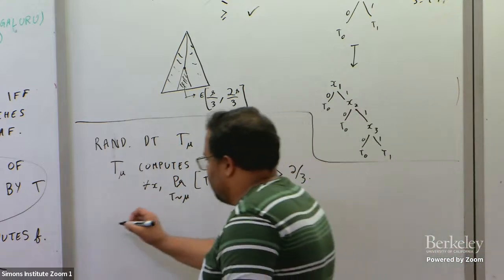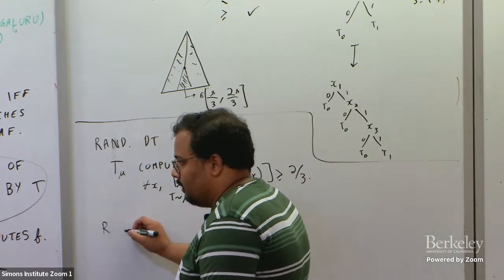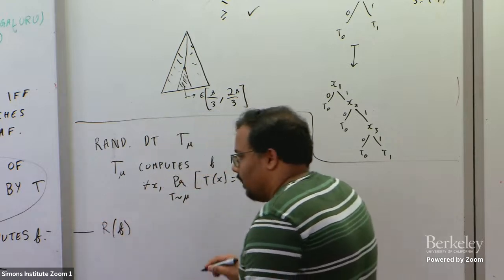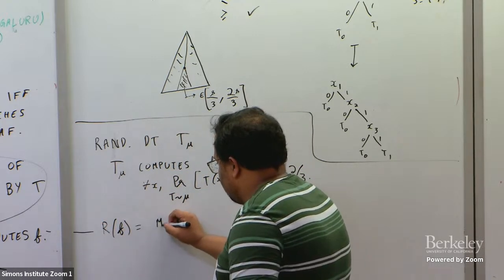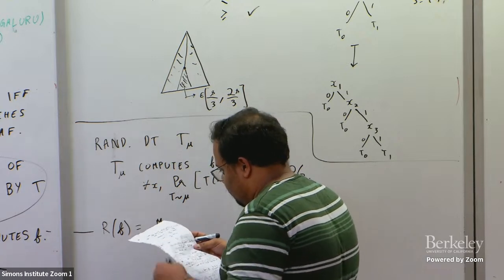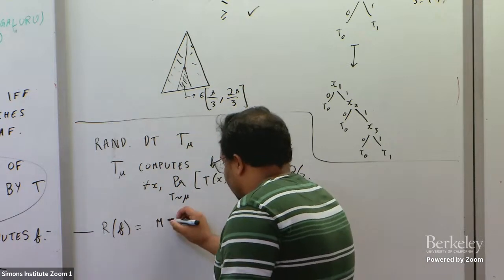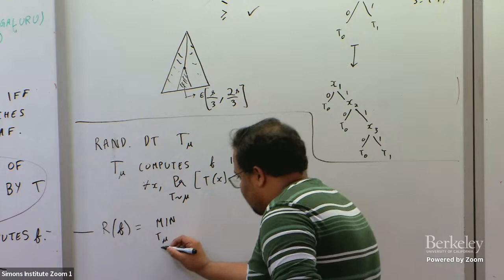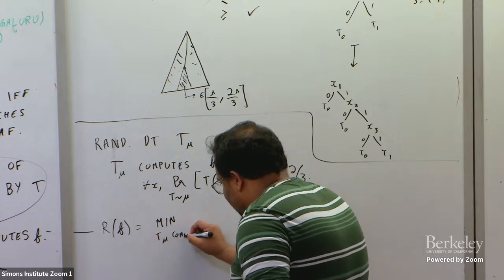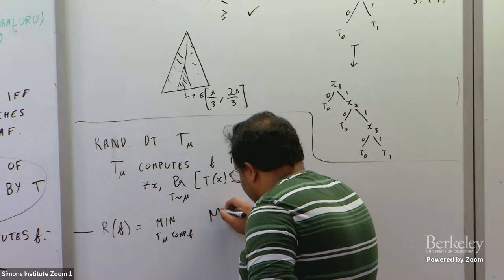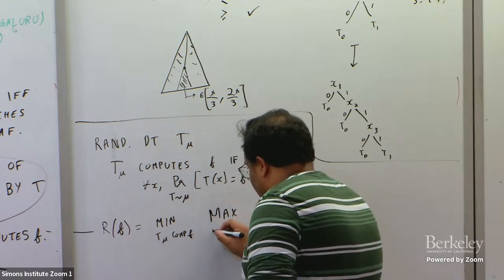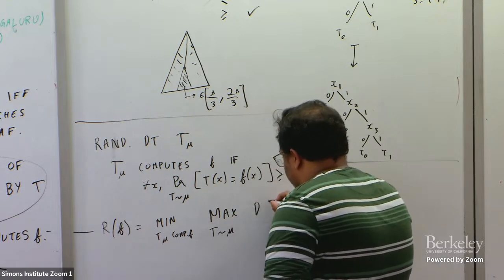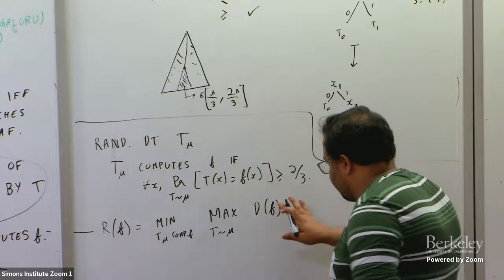Okay. So R of F is the randomized analog of D of F. R of F is a minimum over all randomized trees T mu computing F, of the maximum over all T in the support of mu, of D of T.